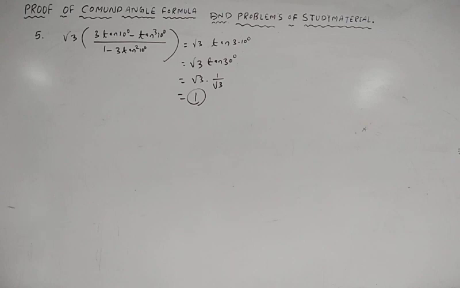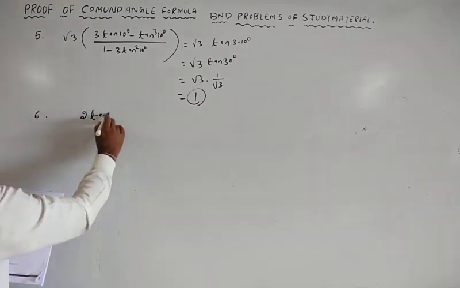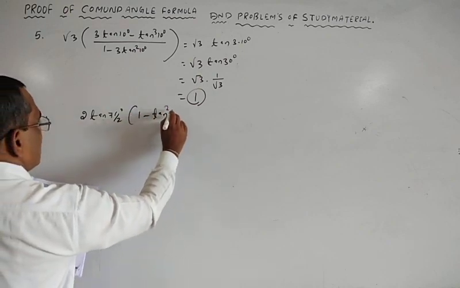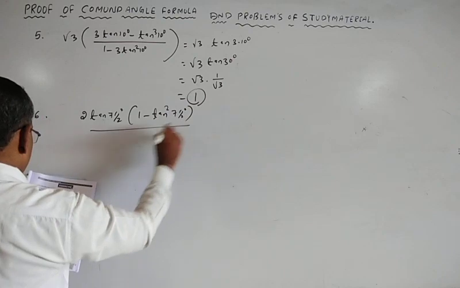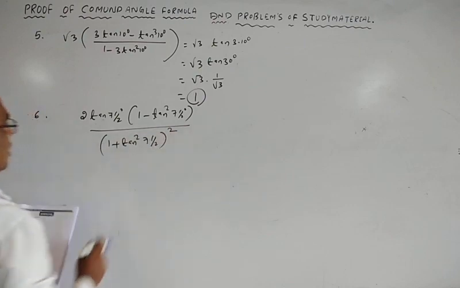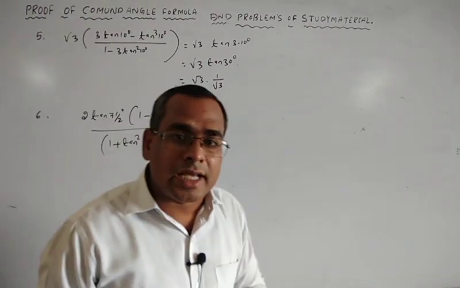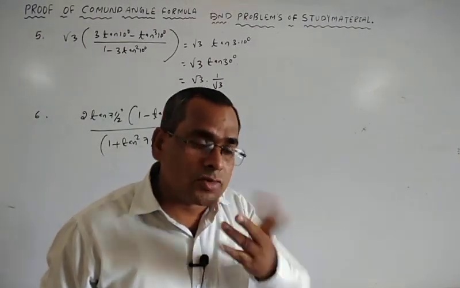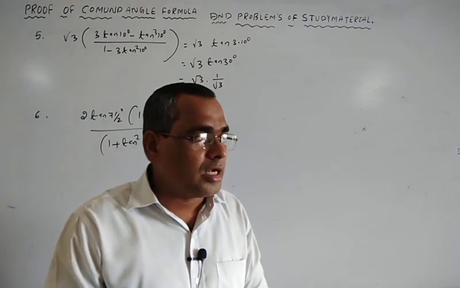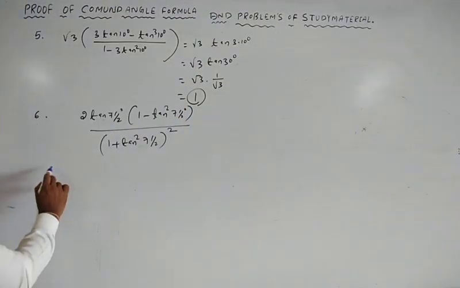So next, another question, number 6. This is equal to 2 tan 7½ degree into (1 minus tan² 7½ degree) by (1 plus tan² 7½ degree), whole squared. Okay, so you know sin 2A in terms of tan A: this is 2 tan A by 1 plus tan² A, and cos 2A is equal to 1 minus tan² A by 1 plus tan² A. tan 2A is equal to 2 tan A by 1 minus tan² A.